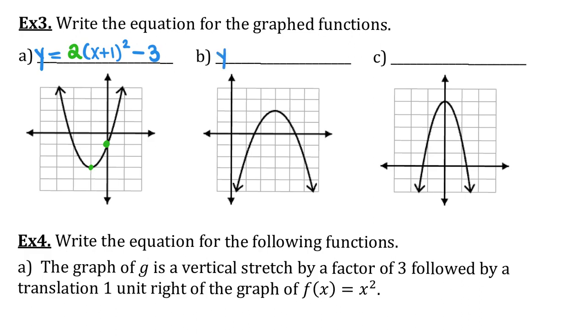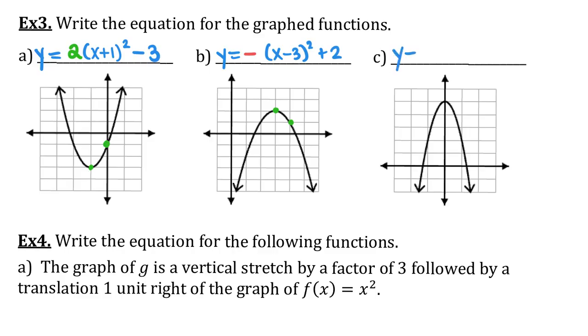Okay, y equals. It's definitely opening down, so I know there's going to be a negative. Now what happened to the vertex? It went right 3, 1, 2, 3, up 2. Is there a stretch? From the vertex to the next point, it's 1, 1. So there's no stretch, but it does open down, so I put the negative sign.